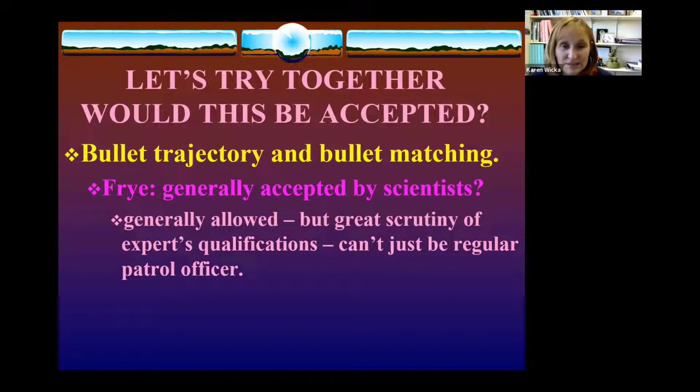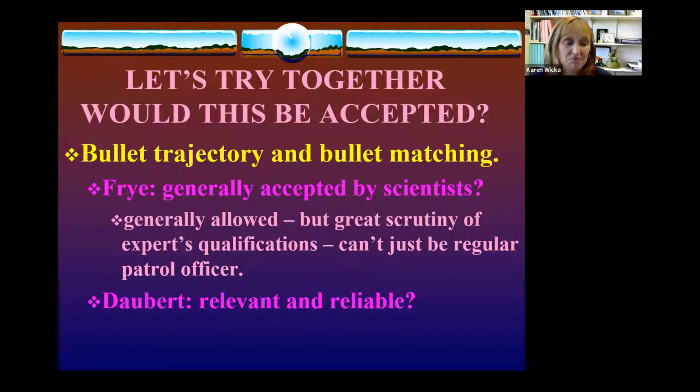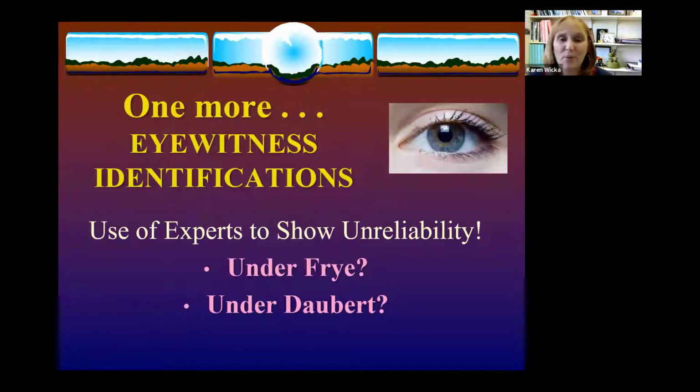Are they truly an expert in the field? But they probably would allow it. Under Daubert, probably definitely, because if it's in under Frye, it's definitely in under Daubert, because Daubert is the easier of the two tests.